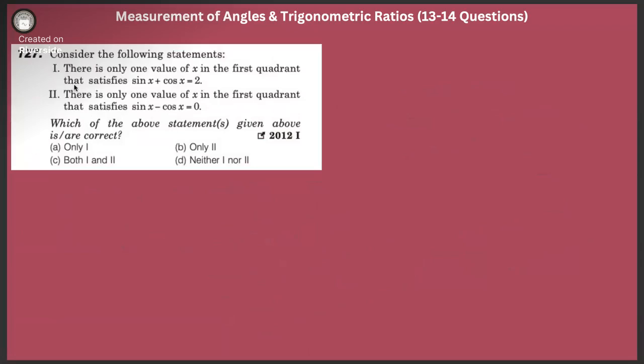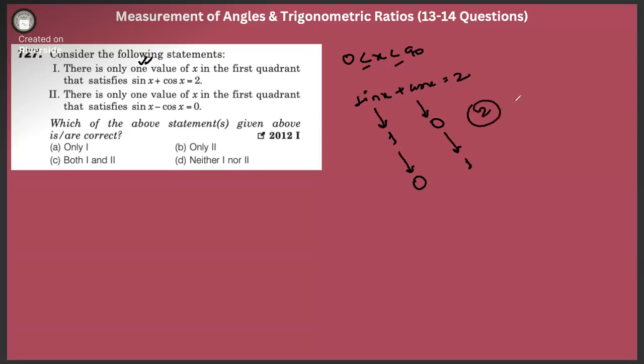Please think about this question. It says there is only one value of x in the first quadrant. First quadrant means 0 to 90 degree. There's only one value which satisfies this given equation: sine x plus cos x is equal to 2. Can we have something like sine x plus cos x is equal to 2? Even if you put sine 90, this will become 1. And cos 90 will become 0. If you put 0, this will become 0 and this will become 1. So there are no possible values for 2.